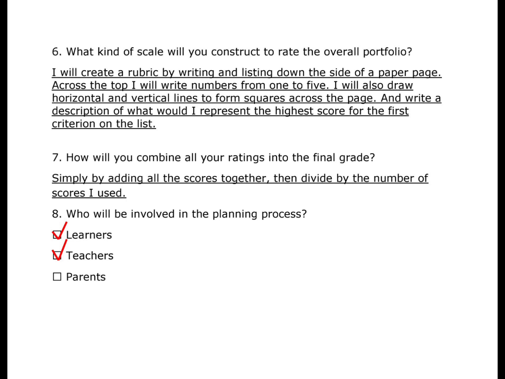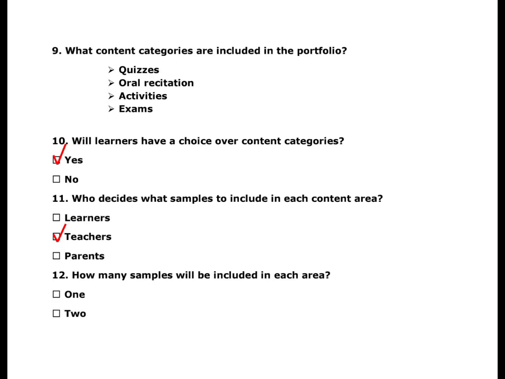So my answer number 7 is, how will you combine all your ratings into the final grade? So my answer is simply by adding all the scores together, then divide by the number of scores I use. So let's proceed to my answer number 8, which is, who will be involved in the planning process? So my answer is, yes, it is the learners and teachers.